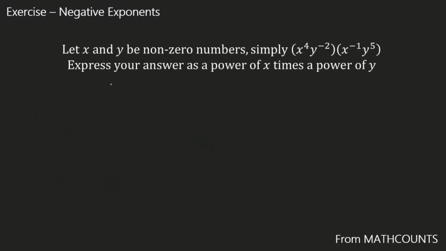Let's look at our next exercise. Let x and y be non-zero numbers. Simplify this expression and express the answer as the power of x times the power of y. So we start out with x to the 4th multiplied by y to the negative 2. The whole thing multiplied by x to the negative 1 multiplied by y to the 5th power. So we're going to use the commutative property and move things around a bit. So we have x to the 4th multiplied by x to the negative 1 multiplied by y to the negative 2 multiplied by y to the 5th power.